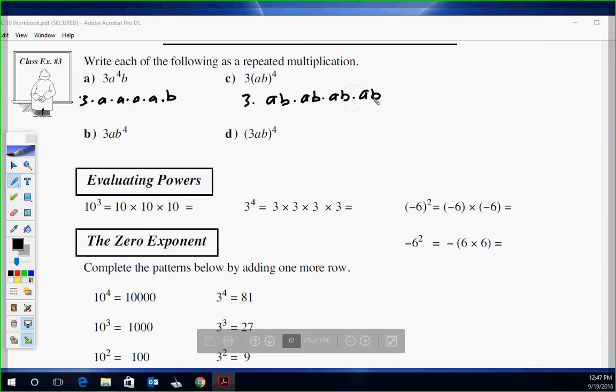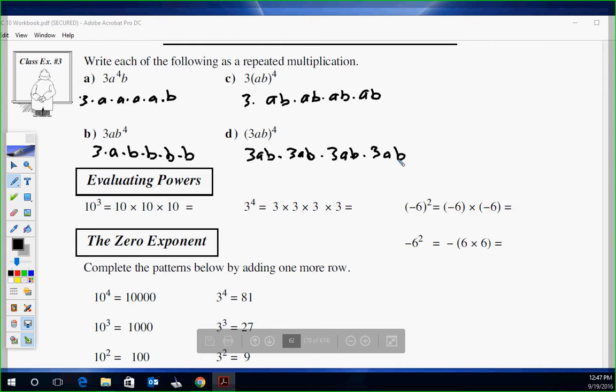Okay, good. Logan, what do you think about B? 4, 3 times. So 3, and then is it 4 A's or 1 A? 4. Okay, so the 4 is only on the what? B. Let him answer, Ollie. Relax. So it would be a 1, 3, 1 A, 4 B's, because the 4 is only on the B. Okay, and Aiden, how about D? 3AB, four of them. Perfect.